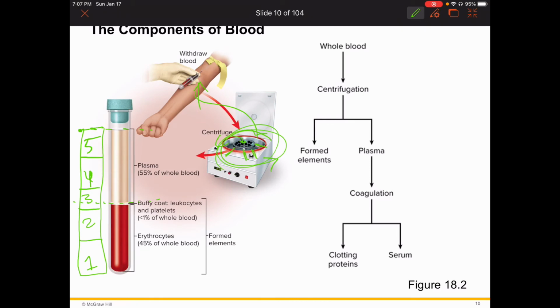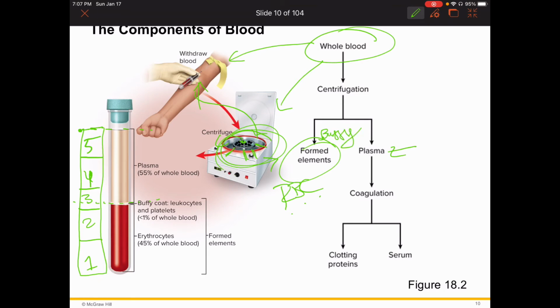So here we go, just to get on that process. We take whole blood, right? Regular old blood draw. We centrifuge it, right? Put it through the spin cycle. It's going to split into two parts, the formed elements. Those are our RBCs, red blood cells, erythrocytes. And then the plasma, and then also the buffy coat.